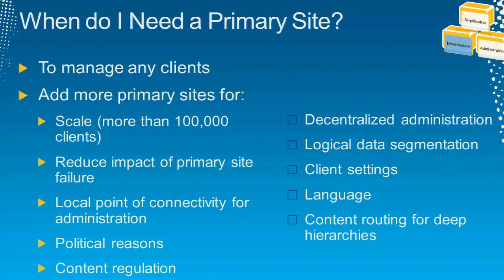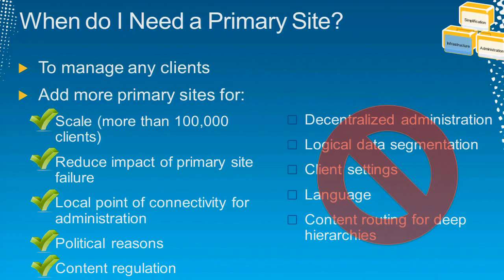That previous slide I showed you where you had to drop content all the way down to this remote location. So where we are in 2012, you'll still use those first column. You'll still want to set up multiple primary sites for those reasons: I have more than 100,000 clients, which again does not affect most of you; I want to reduce the impact of a single primary site, local point of connectivity for administration, political reasons, and then content regulation. However, you don't need to do multiple primary sites for those reasons on the right-hand side. Those all go away. You can handle that within the product now, and you can still do all that same type of stuff without setting up multiple primary sites. And we'll talk about that in this presentation.